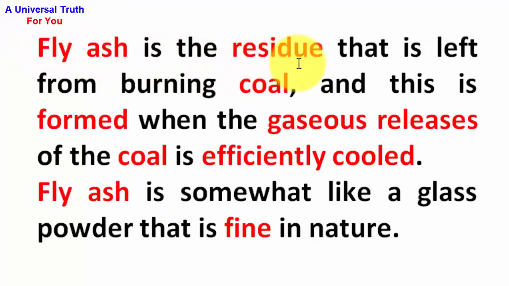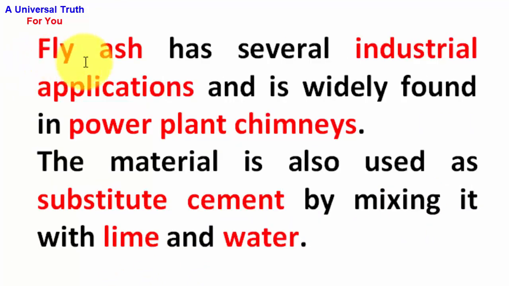Fly ash is the residue that is left from burning coal, and this is formed when the gaseous releases of the coal are efficiently cooled. Fly ash is somewhat like a glass powder that is fine in nature. Fly ash has several industrial applications and is widely found in power plant chimneys. The material is also used as substitute cement by mixing it with lime and water.